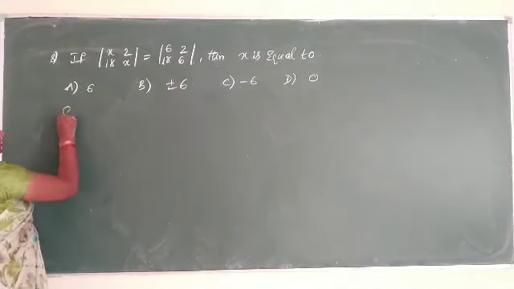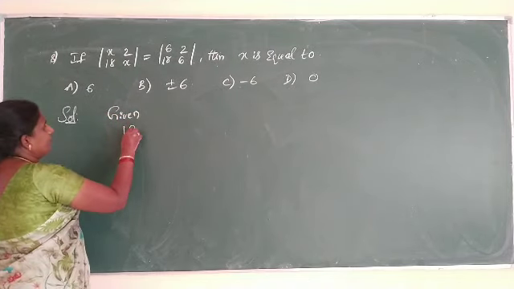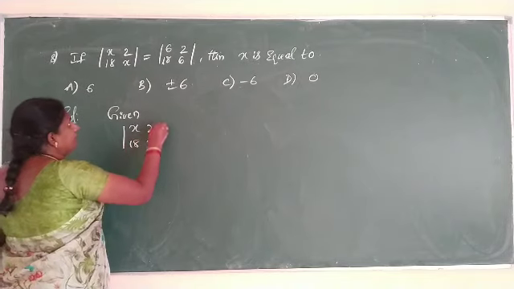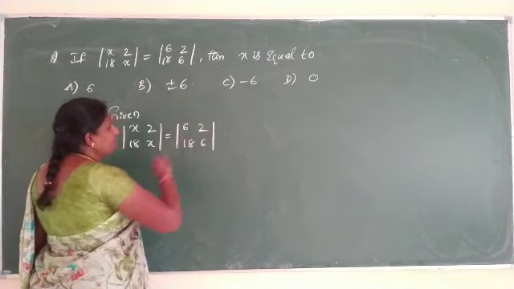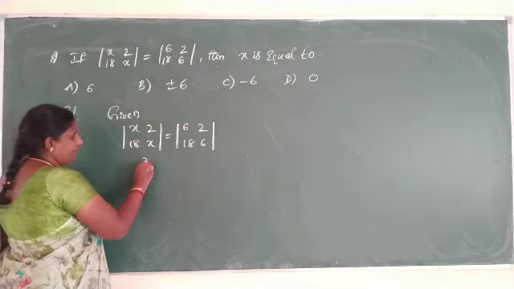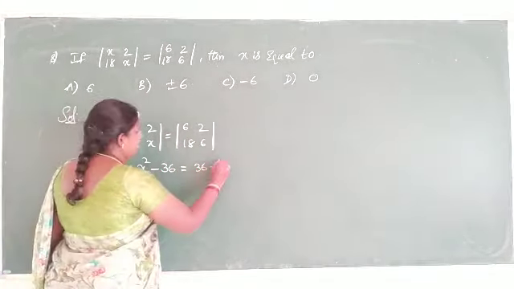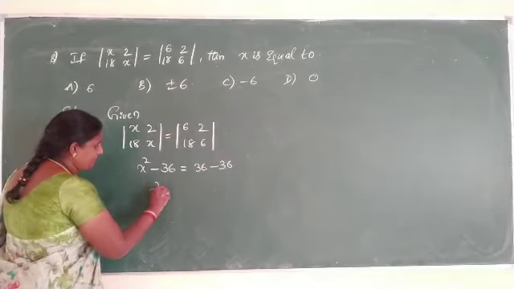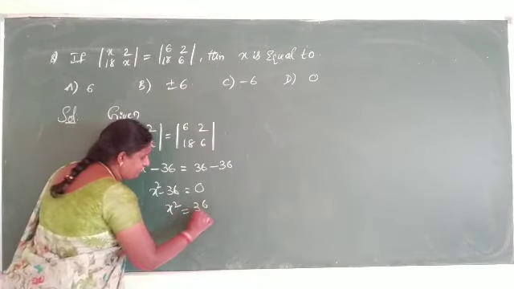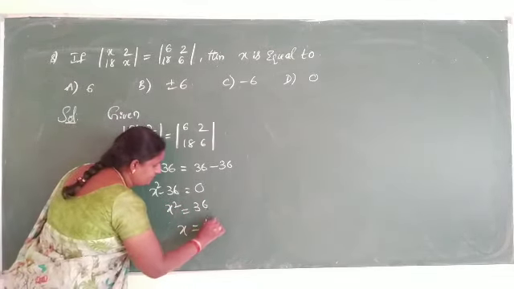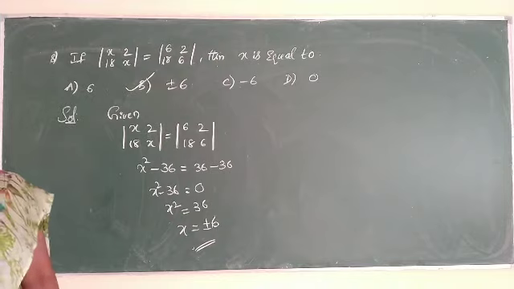See, first read the given data. Given determinant of [x, 2; 18, x] equals determinant of [6, 2; 18, 6]. Now simplify this one: x into x, x square minus 36 equals 36 minus 36, which means x square minus 36 equals 0. Then x square equals 36, x equals plus or minus 6. So the second option is the right answer for this question.